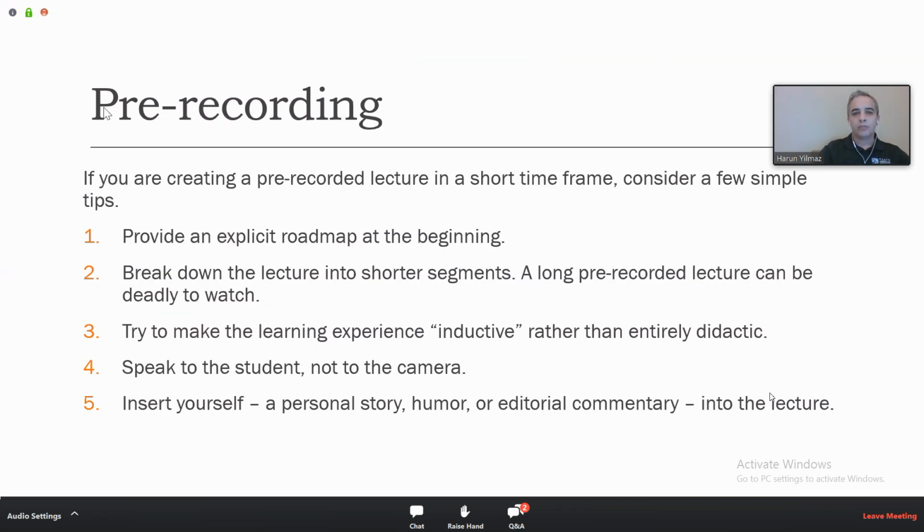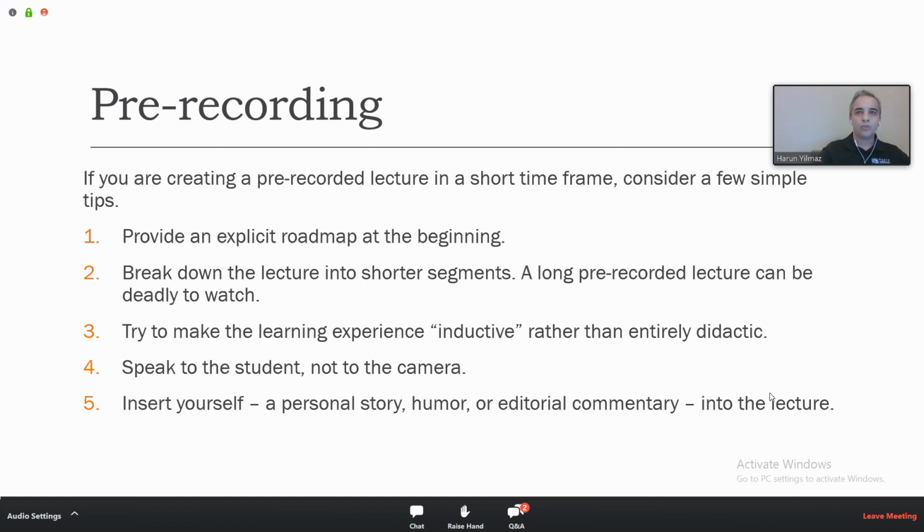And in terms of the pre-recording, if you are creating a pre-recorded lecture in a short time frame, which is actually not more than 15 minutes, and according to the research, after 6 minutes, users become less motivated to continue watching, okay? So the ideal time frame is 6 minutes, but not more than 15 minutes.